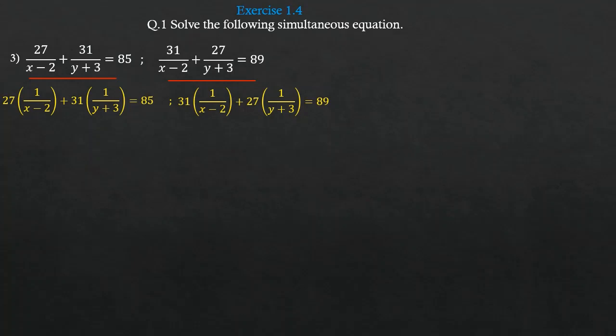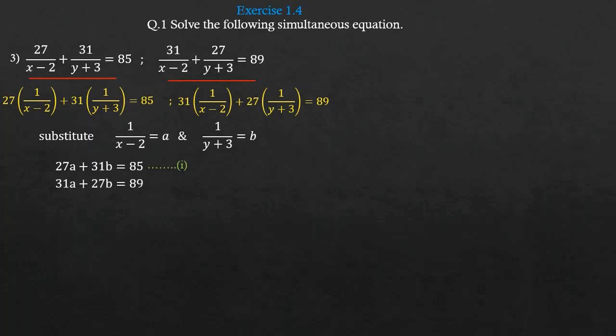Now if you observe both equations, in the modified form we have 1 upon x minus 2 and 1 upon y plus 3. So what we do, we replace them by some other alphabet. We are writing 1 upon x minus 2 is replaced by A and 1 upon y plus 3 is replaced by B. So our first equation becomes 27a plus 31b is equal to 85. It is in a standard form of linear equation, so we will mark it as equation number 1. Second equation modified as 31a plus 27b is equal to 89, again in a standard form of linear equation, so we mark this as equation number 2.